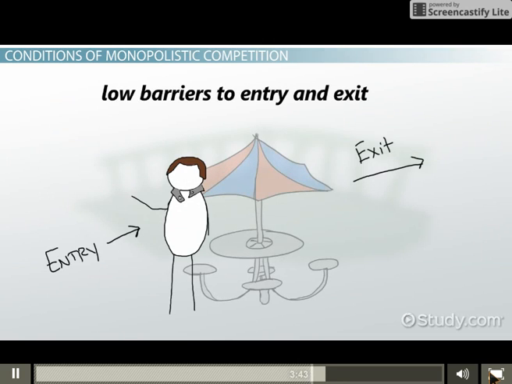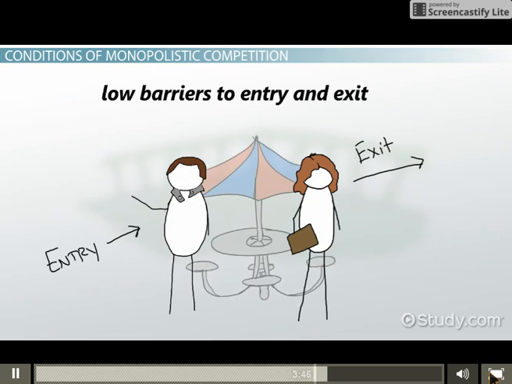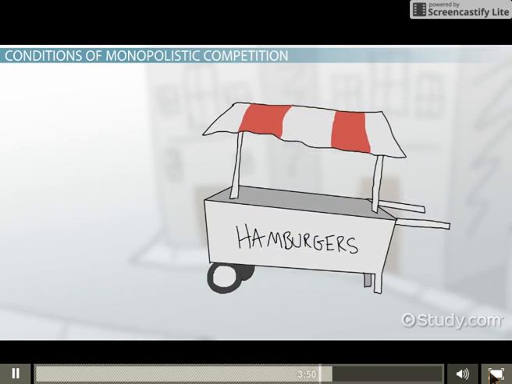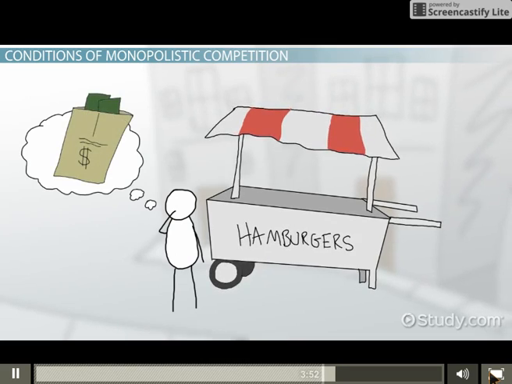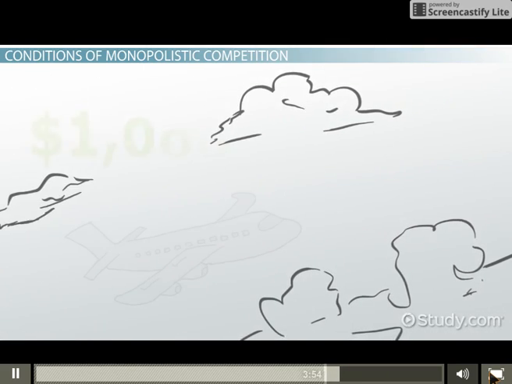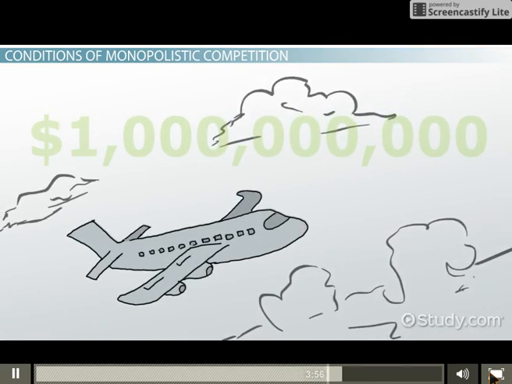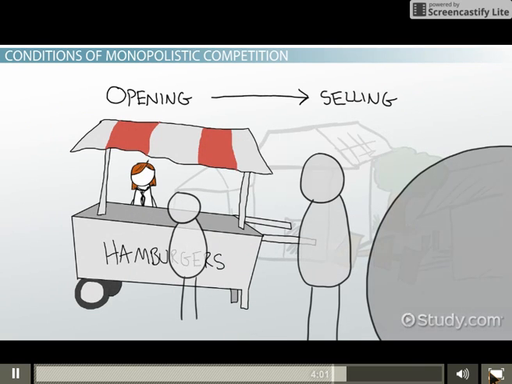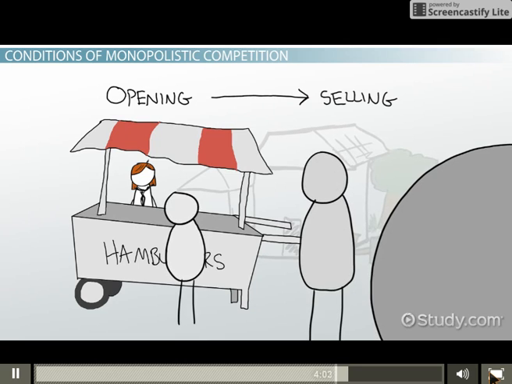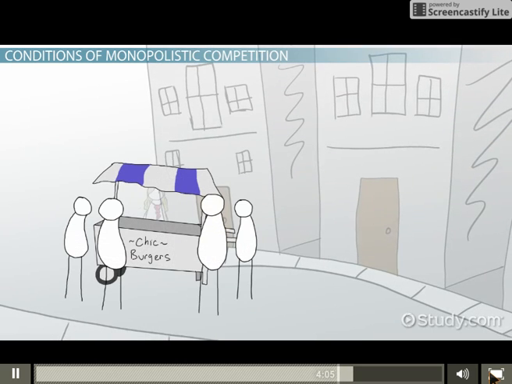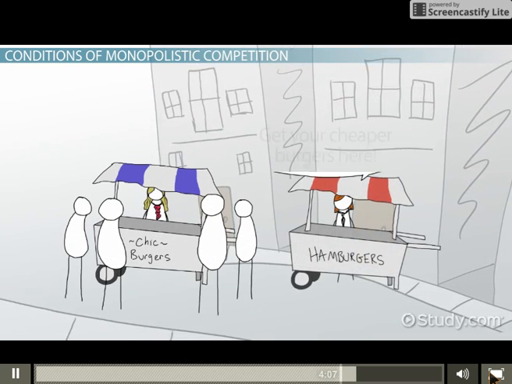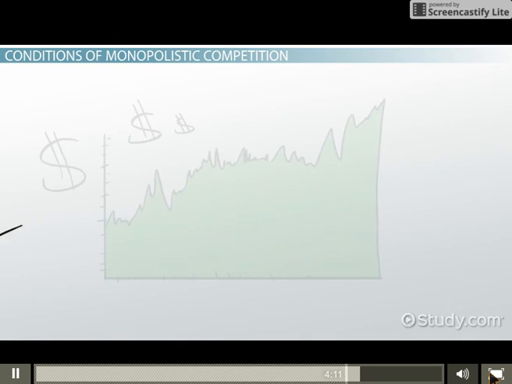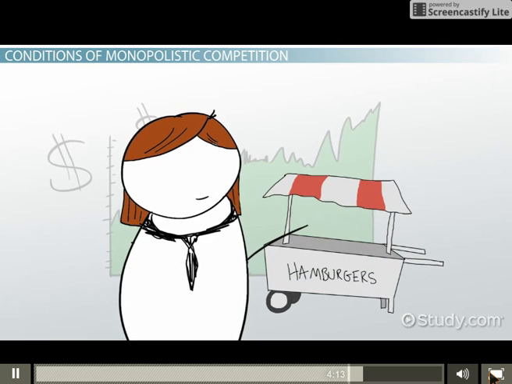Finally, the fourth condition is that there are low barriers to entry and exit. Of course, this low is relative. If you wanted to open a hamburger stand, it would cost a good chunk of change. But compare that to starting an airline or a car company. Relatively speaking, opening a hamburger stand and selling it, exiting the industry, has low costs. This condition is important because low barriers to entry are an essential part of having an industry with many producers. The lower the cost, the easier it is to enter an industry.